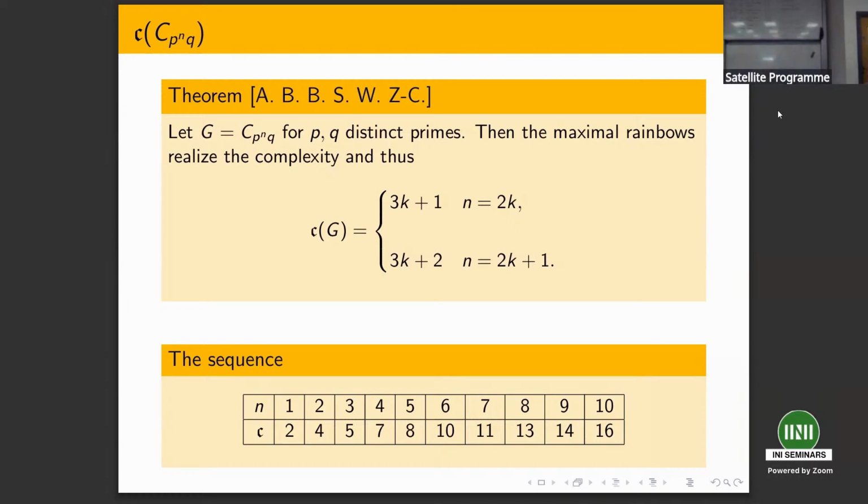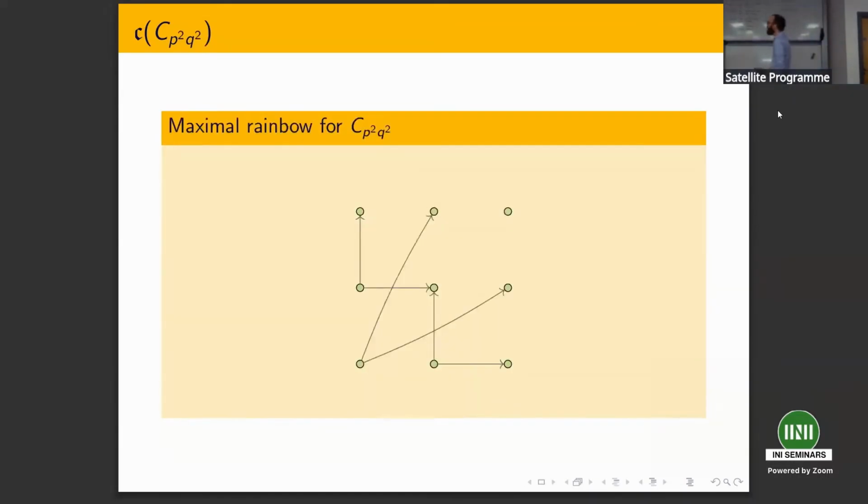This is the last time we're going to see a nice sequence today. So you say, let's do it CP squared Q squared. Here is the maximal rainbow for this. Lovely, it's symmetrical. It has 6 edges. And you're like, let's just prove the theorem here as well. You can't, it's wrong.